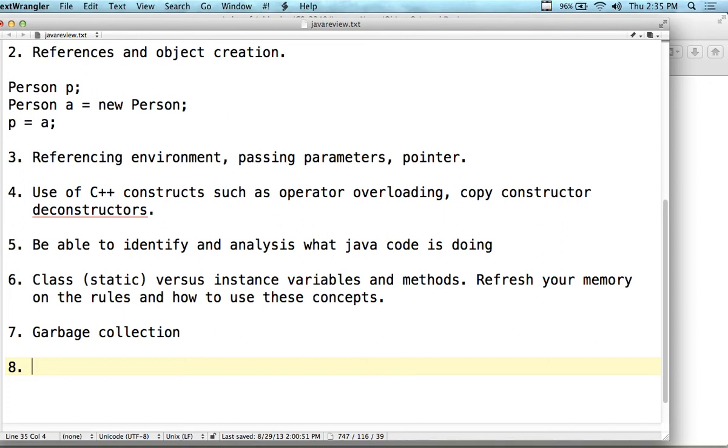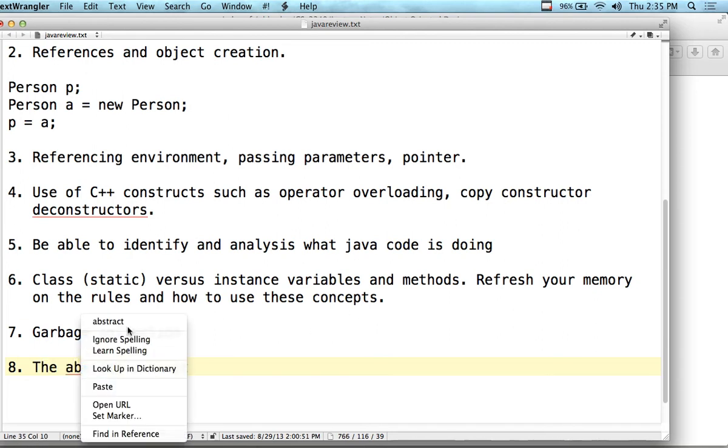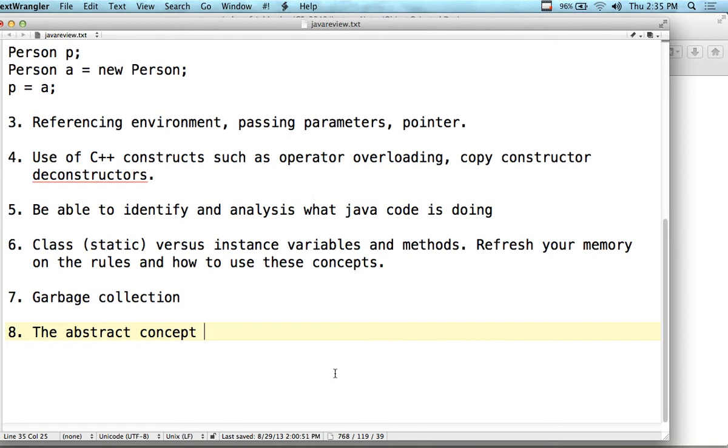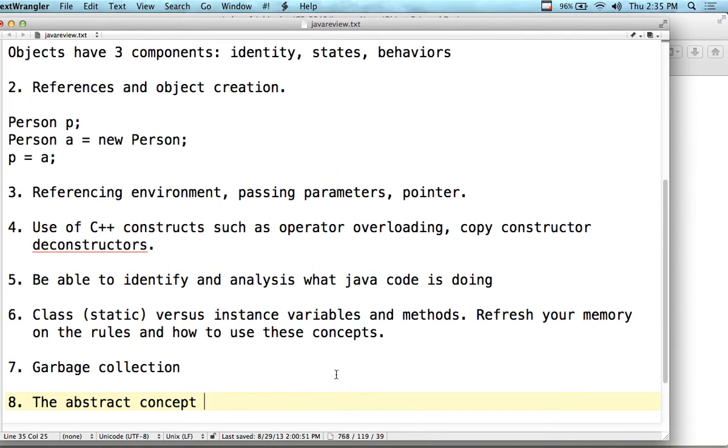Okay, that's garbage collection. Number 11, so that was number 9. Number 10 was operator overloading. Number 11 is on abstract. So the abstract concept. We know that we have abstract classes. We have abstract methods. We know the rules because we did it on the midterm. If you did well on the midterm, you know those concepts.